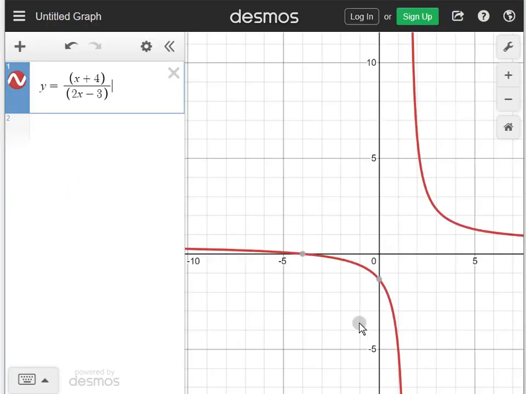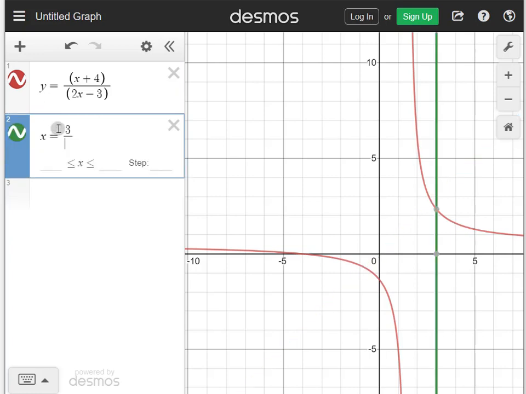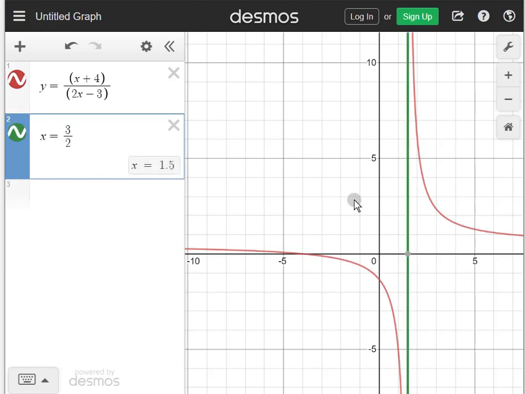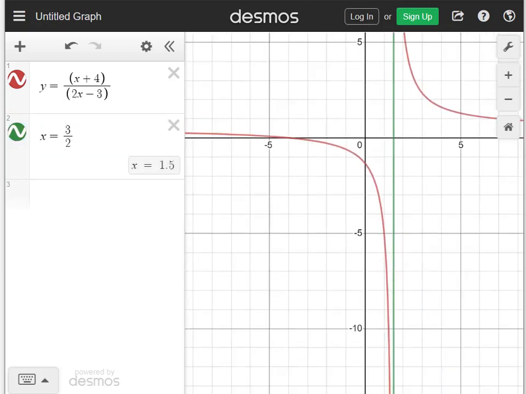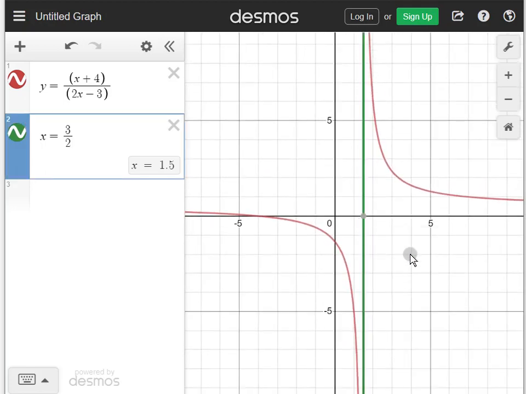Okay, so here is our new graph. Let's confirm we have the correct vertical asymptote by graphing this. X equals 3/2 or 1.5. And I can see, yeah, kind of checking, my graph does look like it's curving closer and closer to that vertical asymptote.